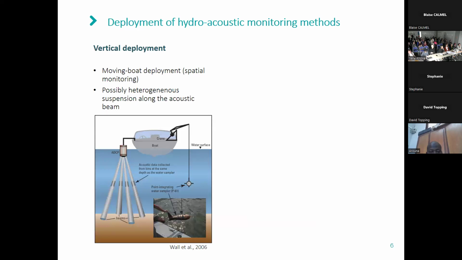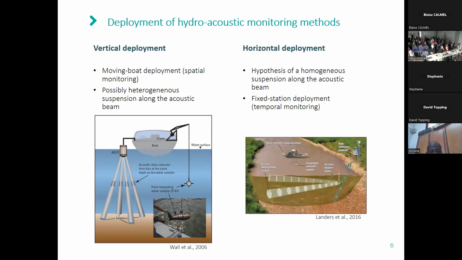Another possibility next to this spatial monitoring is the horizontal deployment, where the acoustic profiler is usually fixed on the river bank and is insonifying part of the river cross-section. Here, we're supposing that there is a homogeneous concentration within this insonified volume. And at the same time, because of this fixed deployment, we can perform continuous measurements and thus do temporal monitoring.